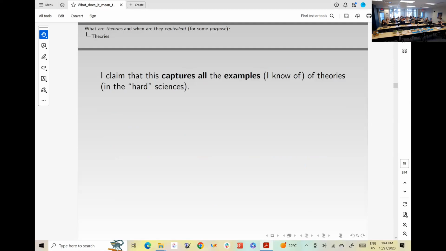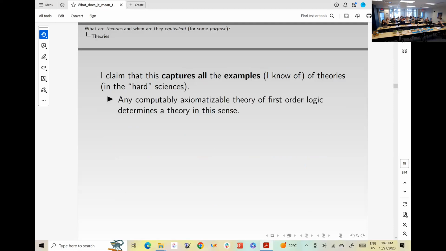Okay, I claim this captures all the examples I know of. Maybe people have some counterexamples of theories in the hard sciences. So I think it's a very big bucket. So for example, any axiomatizable theory of first order logic determines a theory in this sense. Any theory of first order logic determines a theory in this sense.